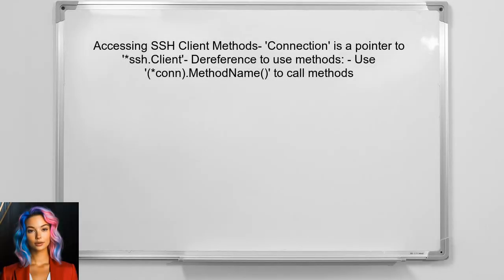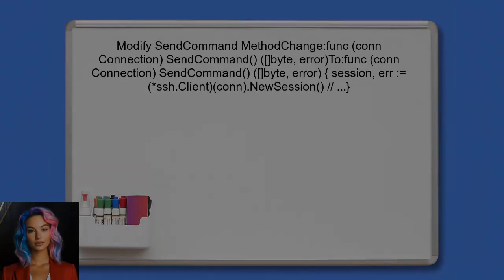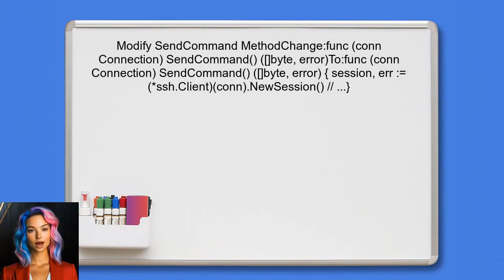To access the methods available for the SSH client, the user should first understand that the custom type connection is a pointer to an SSH client. This means that the user can directly use the methods of the SSH client by dereferencing the connection. Next, the user should modify the send command method to correctly dereference the connection. Instead of using the custom type directly, they should dereference it to access the underlying SSH client.